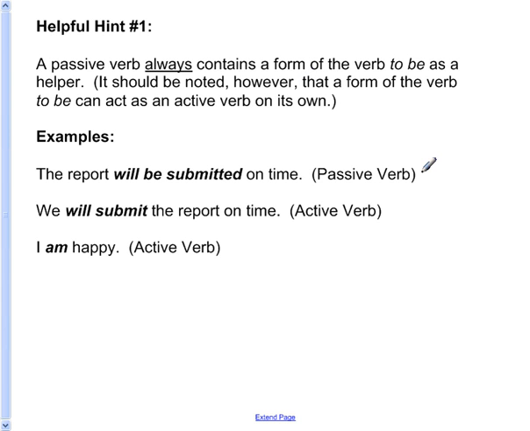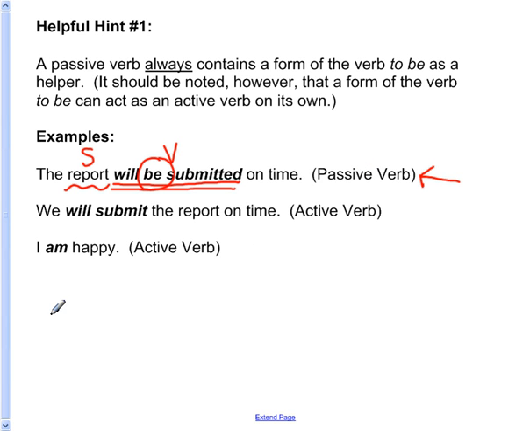Let's look at an example. The report will be submitted on time. Will be submitted is the verb in this sentence, main verb, and the report is the subject. There's some submitting going on in this sentence. Is the report, or is the subject, doing the submitting? No, the report is not doing the submitting. So this is considered a passive verb. Will be submitted is a passive verb. Notice that it has a form of to be in it. Passive verbs will always have a form of to be as a helper.